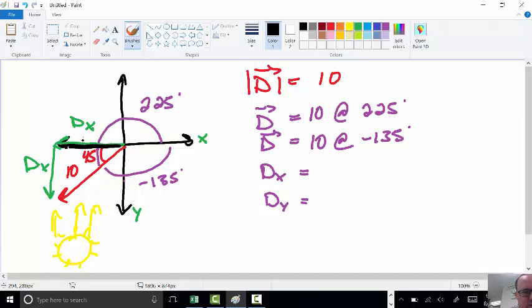That's the x component. The shadow of the vector onto the x-axis is the x component. And if you instead had a sun over here, shining light this way, of course, you would have a shadow over here.